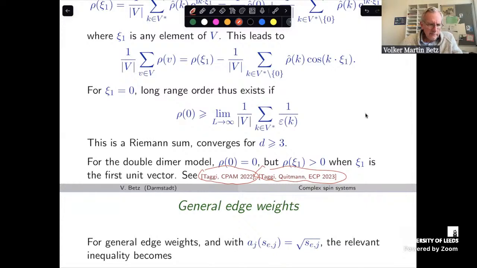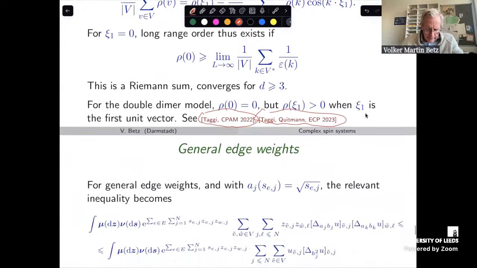We get reflection positivity and long-range order. So we can prove that in 3 or more dimensions in the double dimer model, which I presented, there are long loops. So that is a direct benefit of these complex spin systems. And the proof of reflection positivity is comparatively simple and general for these complex spin systems. So that's also something which we think is interesting.